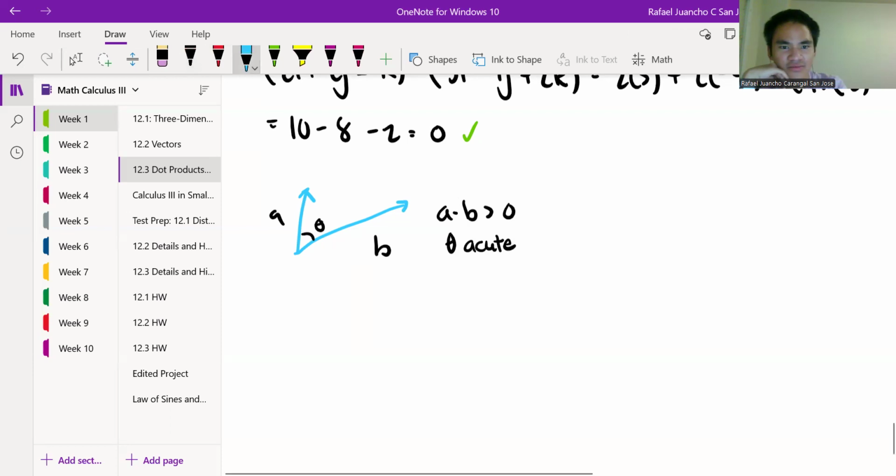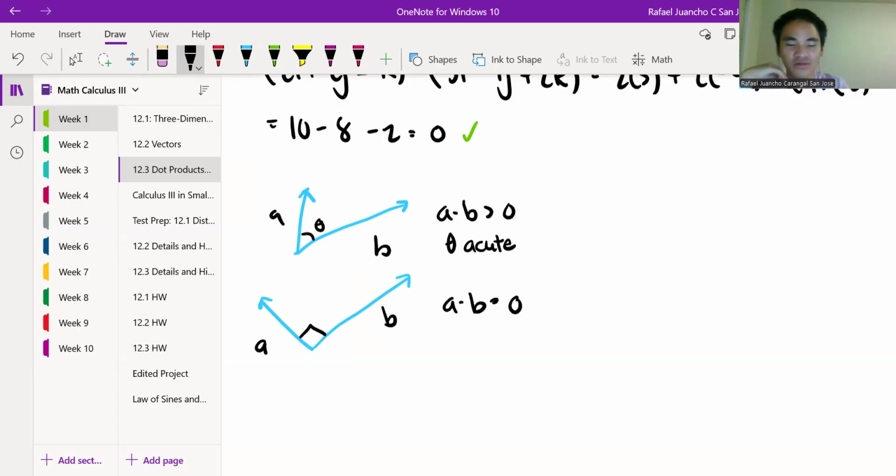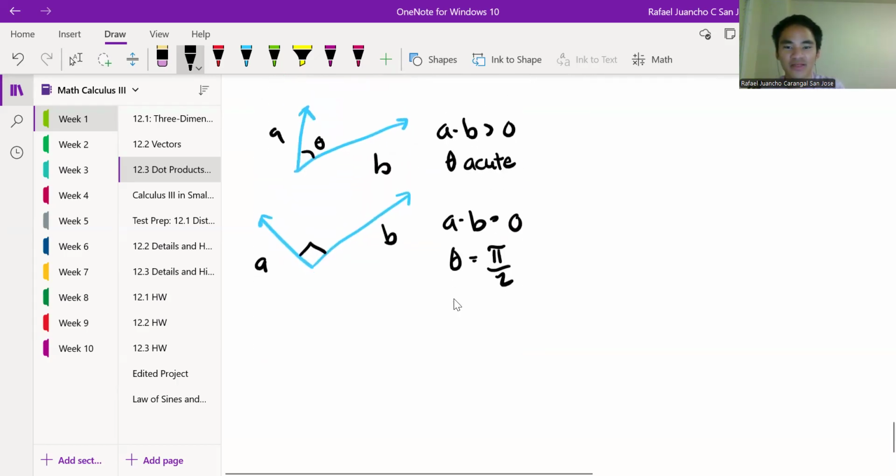And then here we say that A is going this way, B is going that way. This is a right triangle. If it's right, then what we mentioned earlier is that the dot product is 0 because these two vectors are perpendicular or orthogonal to each other. So that means our theta is pi half, or 90 degrees.